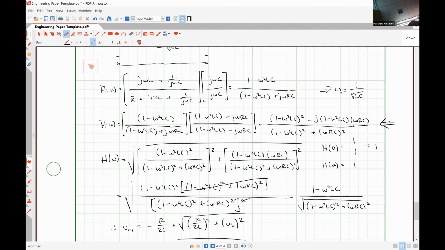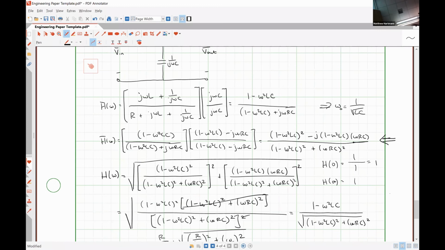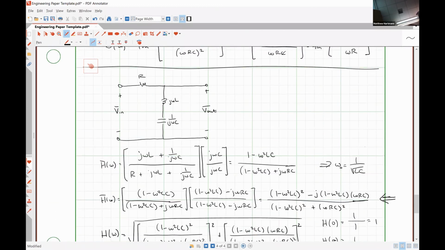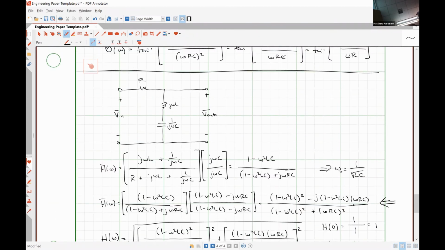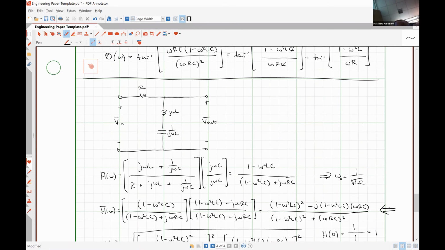So what kind of filter is this? Band stop. Yeah, band stop. And before we move on to our phase angle here, I'm going to have you guys verify this in your homework assignment.